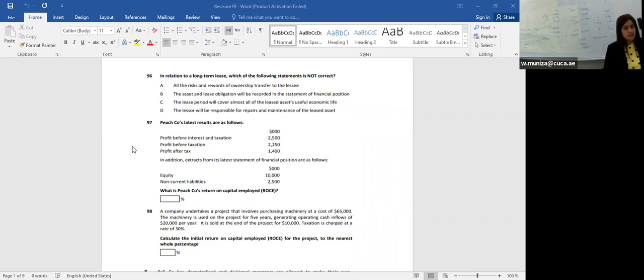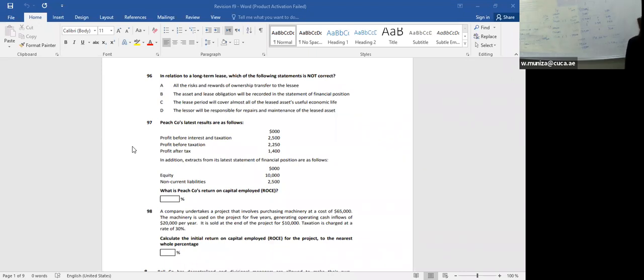In the short-term lease, the responsibility for repairs and maintenance of the asset stays with the lessor. But in the case of long-term lease, it transfers to the lessee. So now let's see, in relation to the long-term lease, which of the following statements is not correct?